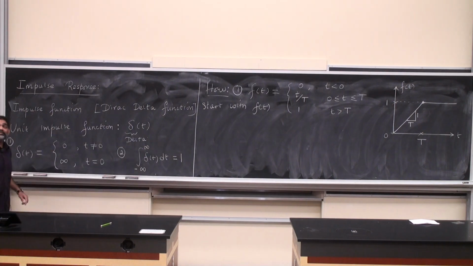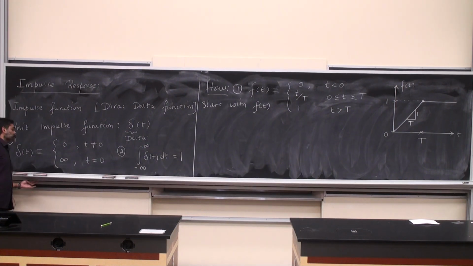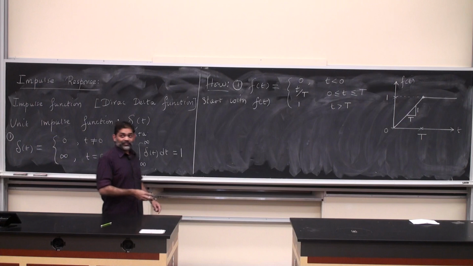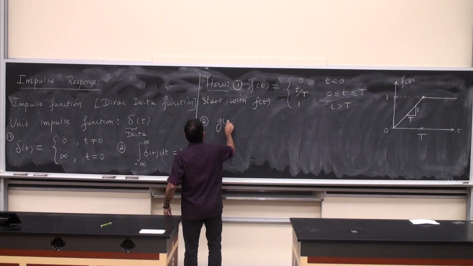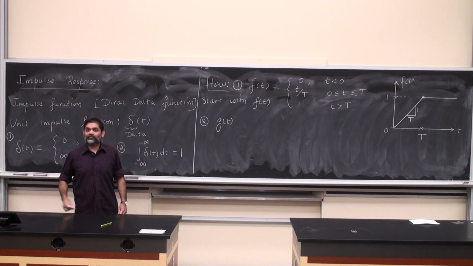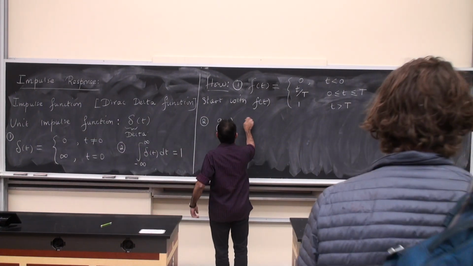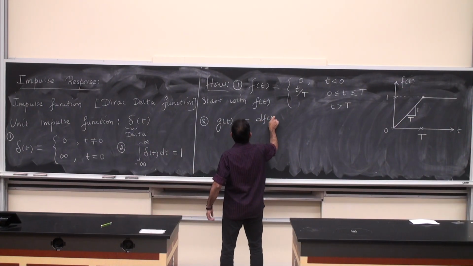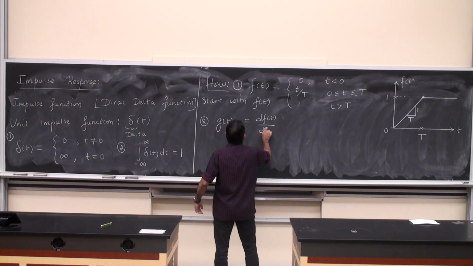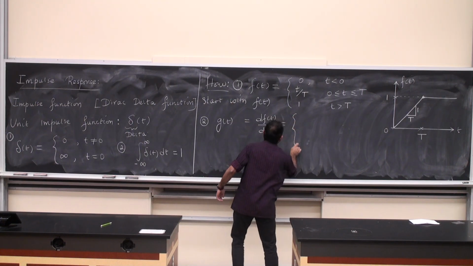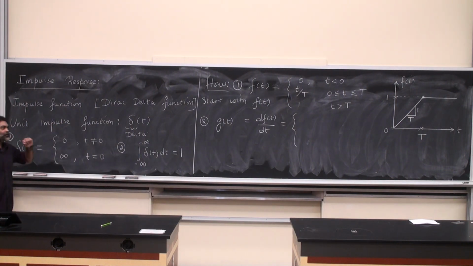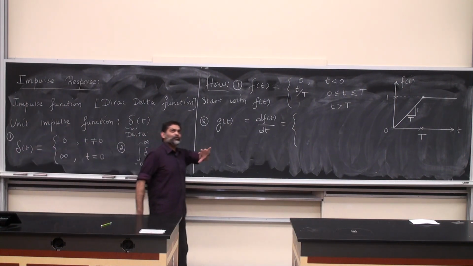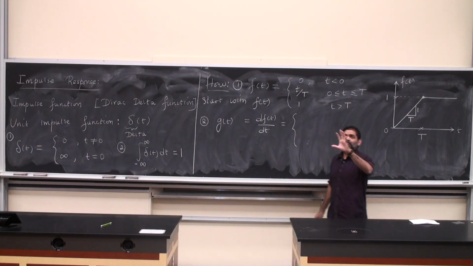Then my next step is, I'm going to take this function and I'm going to differentiate it. I'll call that a new function g of t. I'm going to differentiate this function. So this is df of t by dt. Very non-rigorously, I just go inside the function f of t and differentiate each of these terms.